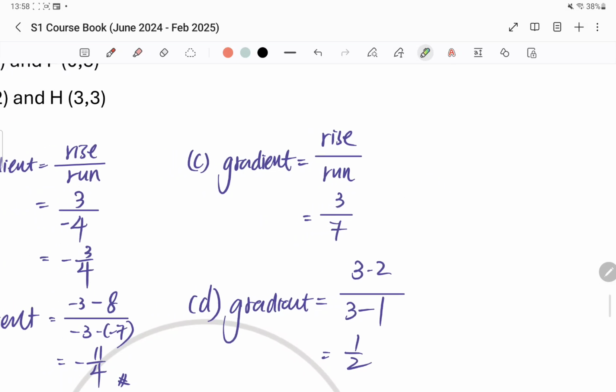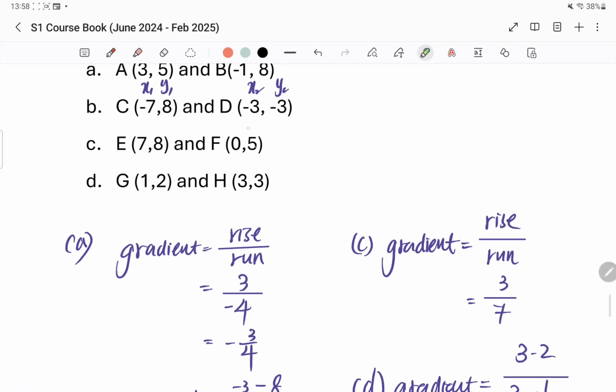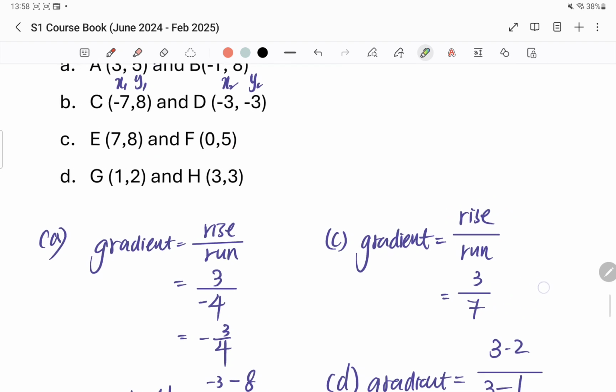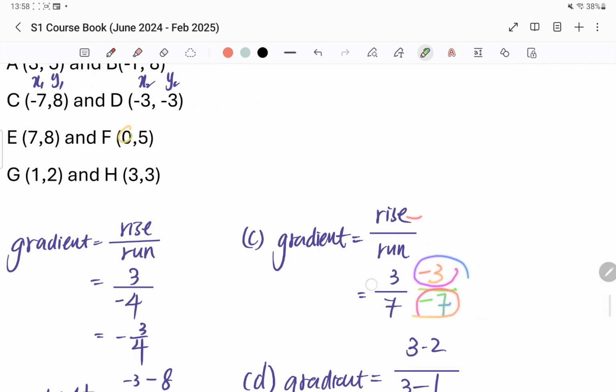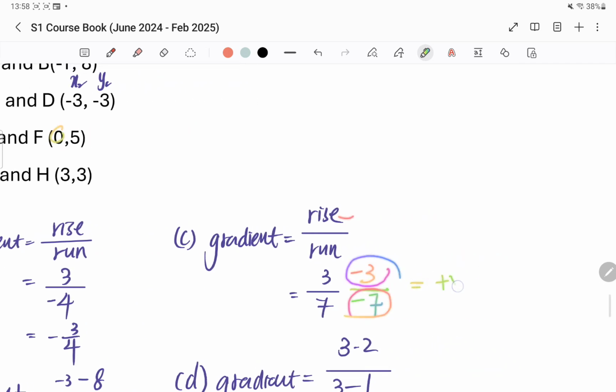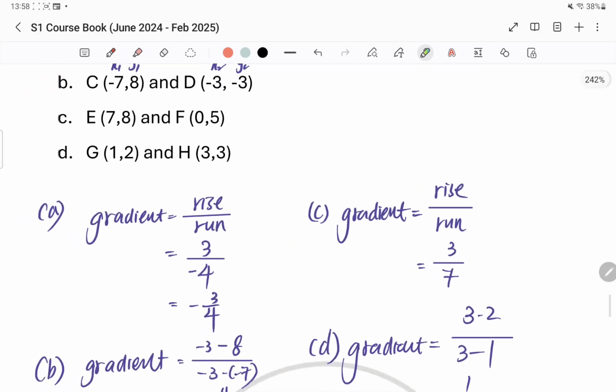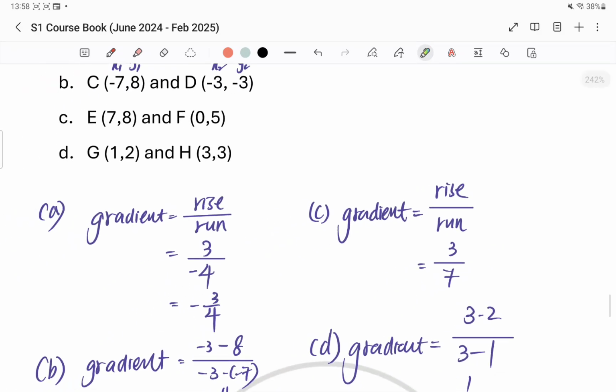Okay. Then next, this one C is quite simple. 5 minus 8, which will be your rise. So here you have 5 minus 8, you will have negative 3. And then 0 minus 7, you will have negative 7. So when on top is negative, below is negative, so means that your answer will automatically become positive, right? So your answer will be 3 over 7.